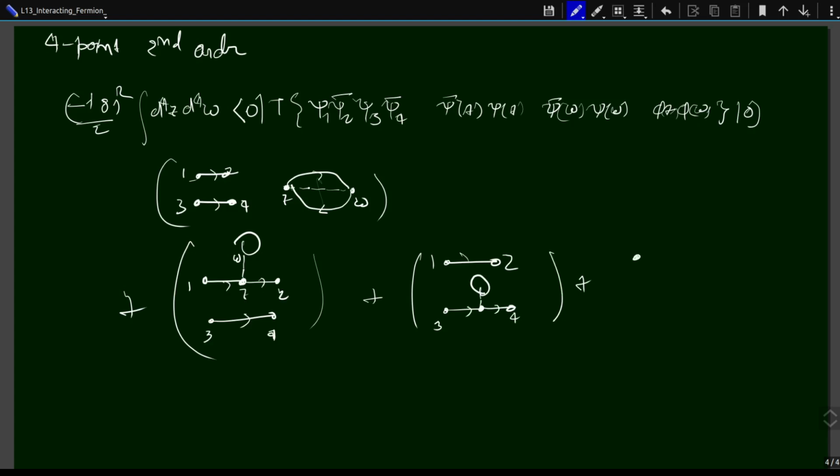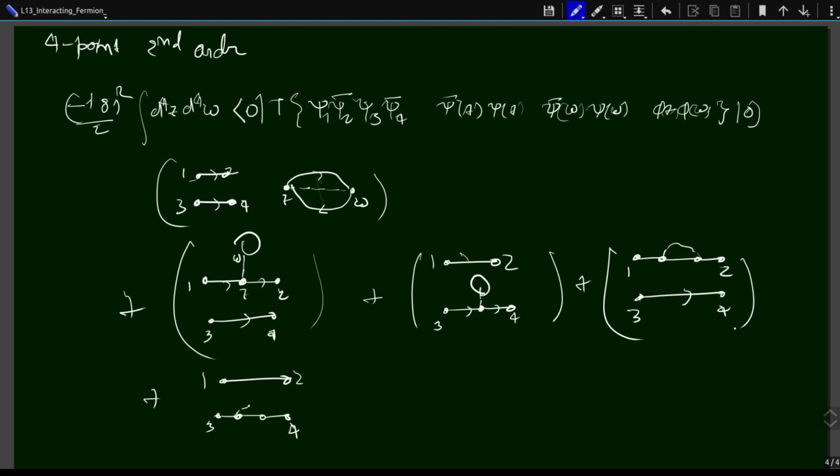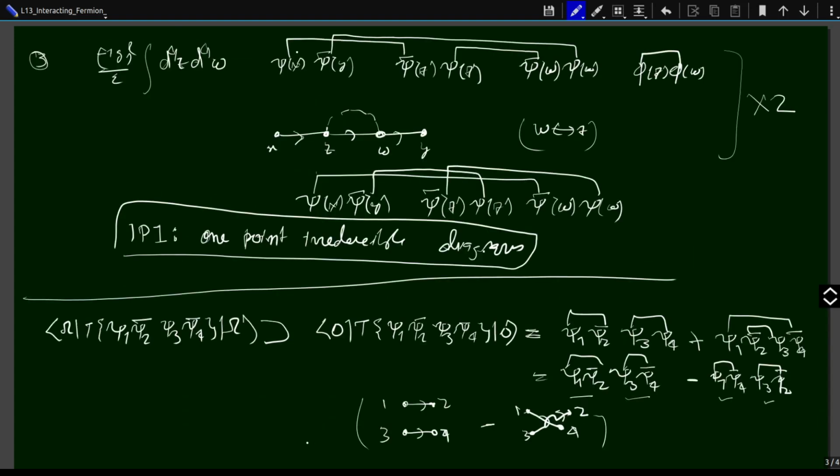Plus there'll be 1 going to 2 with this scalar loop, and 3 going to 4 as it is. Plus this possibility: 1 going to 2 as it is, and 3 going to something, going to 4. Of course, all of this corresponds to 1 being connected to 2 and 3 being connected to 4, but I haven't considered 1 connected to 4 and 3 to 2.